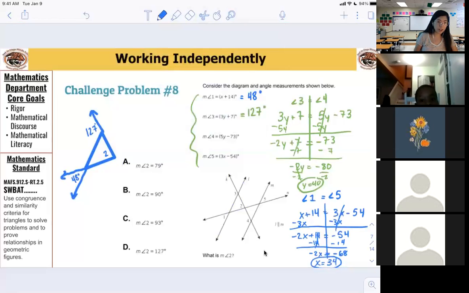If angle 1 is 48 degrees, what other angle is 48 degrees? Let's go. Come on. Oh, the one vertical to it. Thank you. This one is also 48 degrees. Okay, so now I know 2 of the angles on the inside of this triangle and 1 angle that's on the outside of this triangle. What could I do?